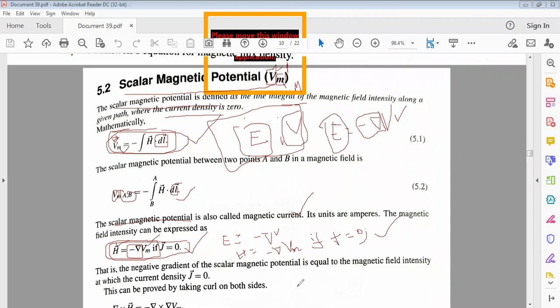This can be proved by taking the curl on both sides. This is the mathematical proof. But this proof is not required for your exams, but try to know this.